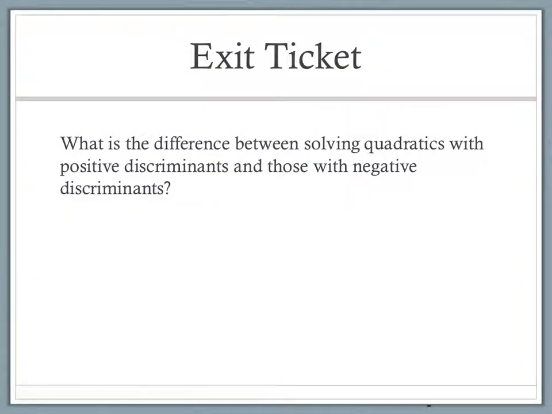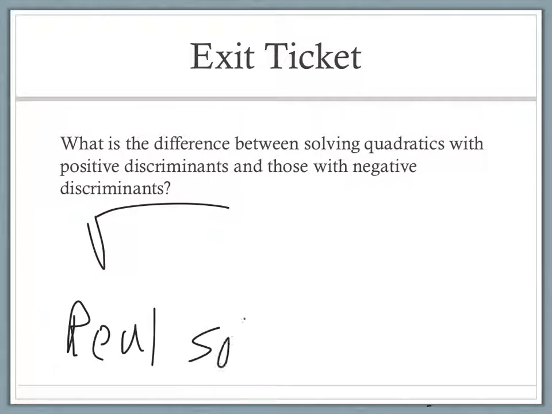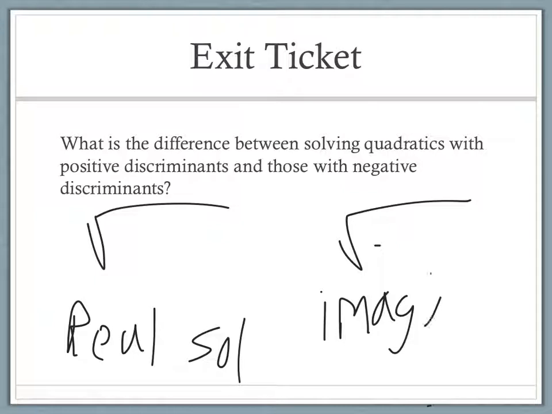What's the difference between solving quadratics with positive discriminants and those with negative discriminants? Well, just think, when we solve something with a positive discriminant, we end up having real solutions. Now think, when we did the square root with a negative in there, we ended up having to take that i out, so we actually had imaginary solutions. Okay, now go ahead and jot that down for your exit ticket and get started on your practice problems.